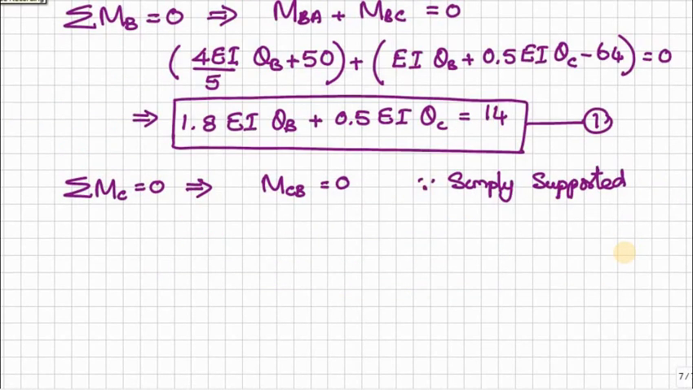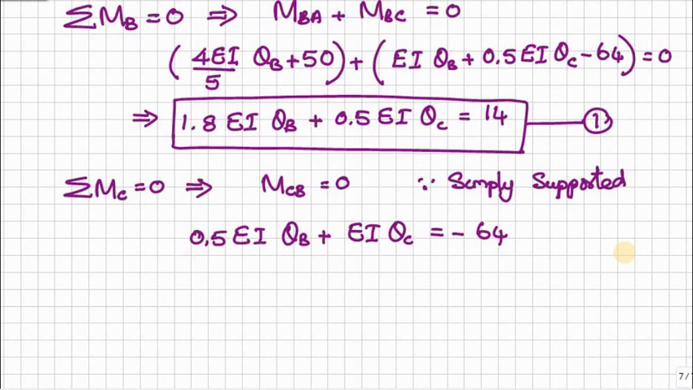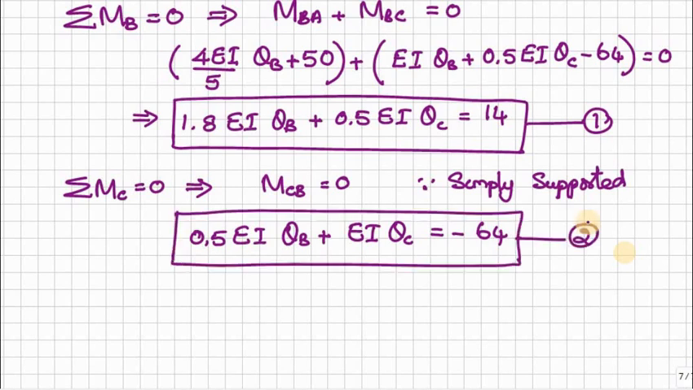Similarly, at joint C, the algebraic sum of all the moments must be equal to 0 because of the simply supported end. Therefore sigma MC is equal to 0. Here we have only one moment expression, MCB, which would be equal to 0. Therefore 0.5 EI theta B plus EI theta C is equal to minus 64. This is our second expression.